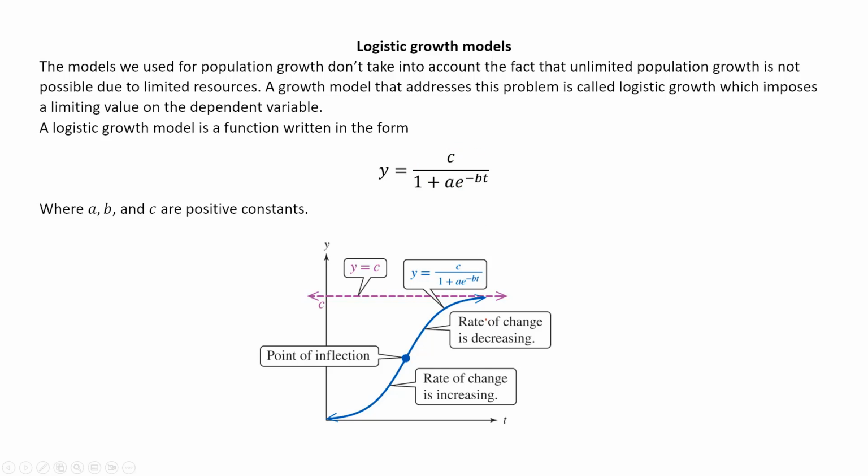But it will never actually get to c because that a e to the negative bt will actually never get to 0. And so you have this horizontal asymptote where y equals c. And so the graph will never get above that because that limiting factor there can never actually be 0. It's getting close to 0, but it can never be 0. So this limits the population growth. And so it gives us a better idea of how the population could increase up to a certain point.